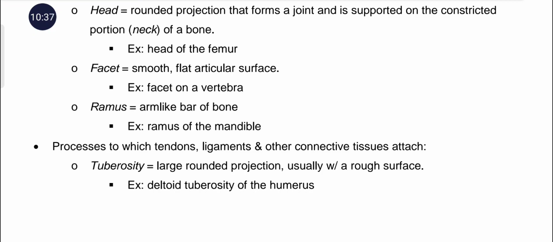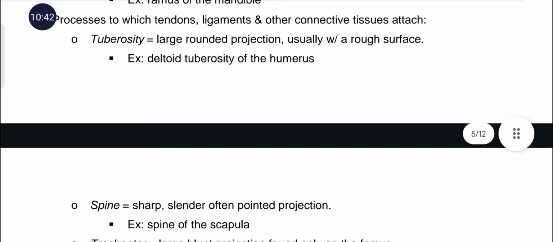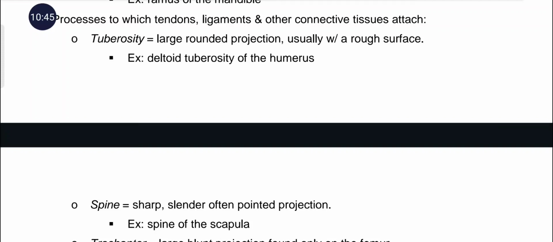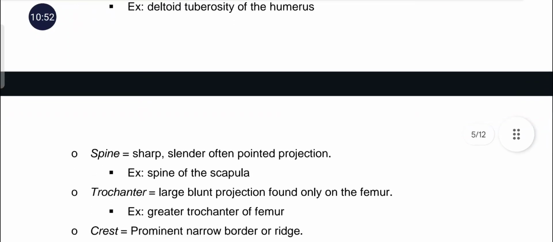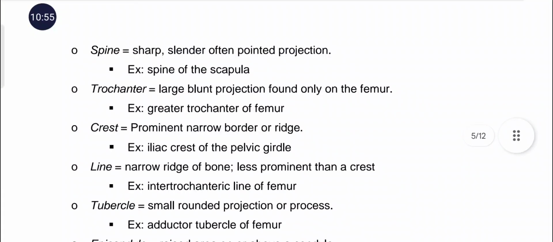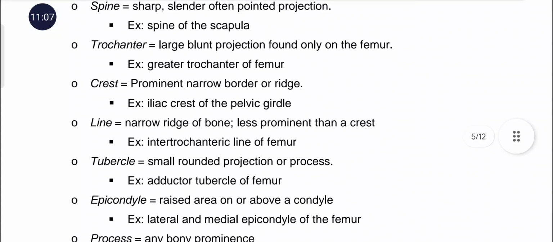Next are the processes to which the tendons, ligaments and other connective tissues attach to the bones. These are tuberosity. Tuberosity is a large rounded projection which usually has a rough surface. For example, deltoid tuberosity of the humerus. Next is spine or spinous process, which is a sharp, slender and often pointed projection. Example is the spine of the scapula. Next is trochanter. Trochanter is a large blunt projection which is found only on the femur. Example is the greater trochanter of the femur.